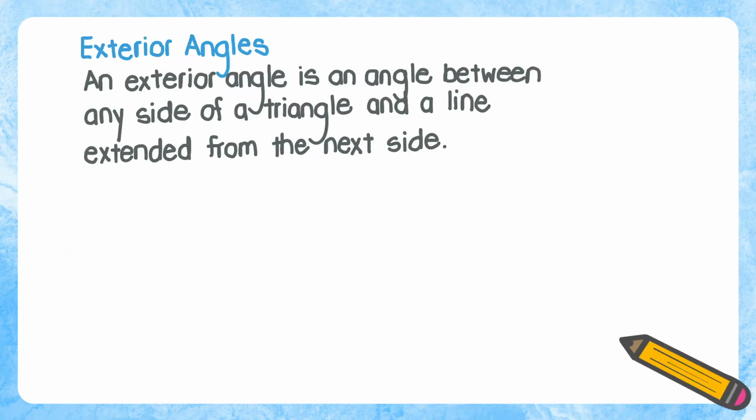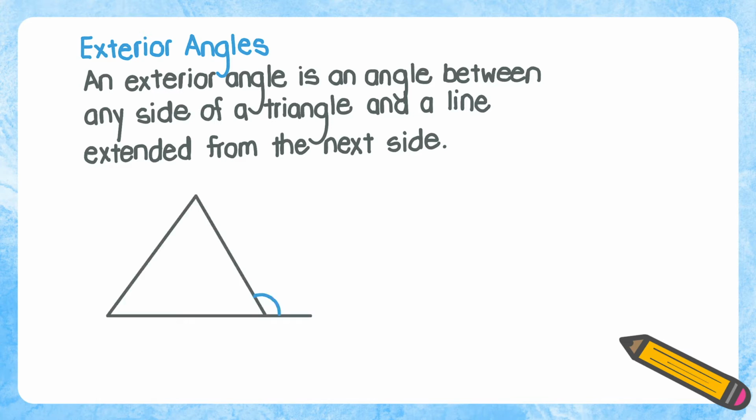In the last few lessons, we looked at interior angles. Today we will be looking at exterior angles, specifically of triangles. An exterior angle is an angle between any side of a triangle and a line extended from the next side. I know this might sound confusing at first, but it will make more sense once you look at a drawing.